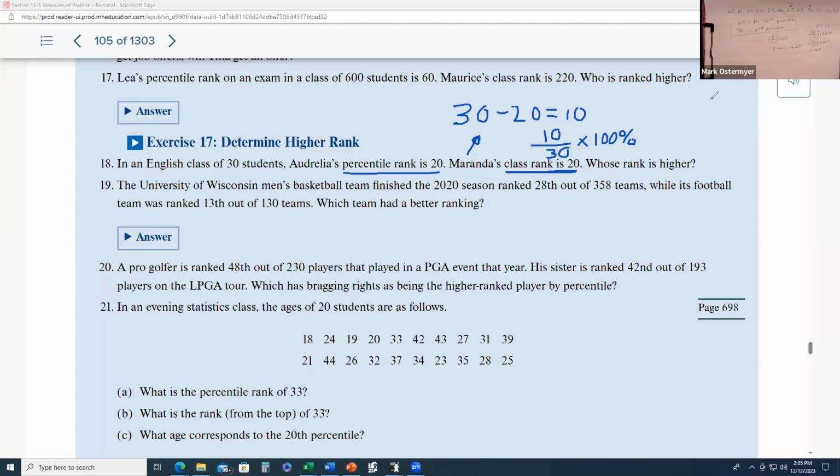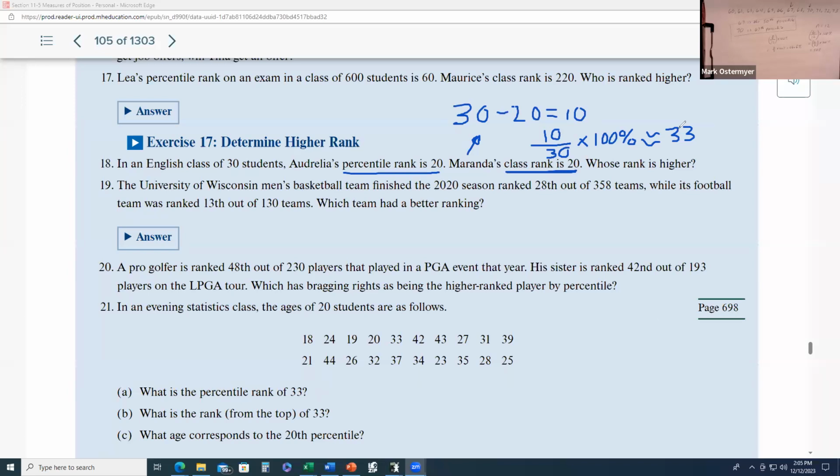1/3 as a decimal is 0.3333 repeating. So what is that repeating decimal? 0.3 forever times 100. That's about 33%. We'll call her percentile rank about 33%. This is the 33rd percentile, we should call it. About the 33rd percentile.